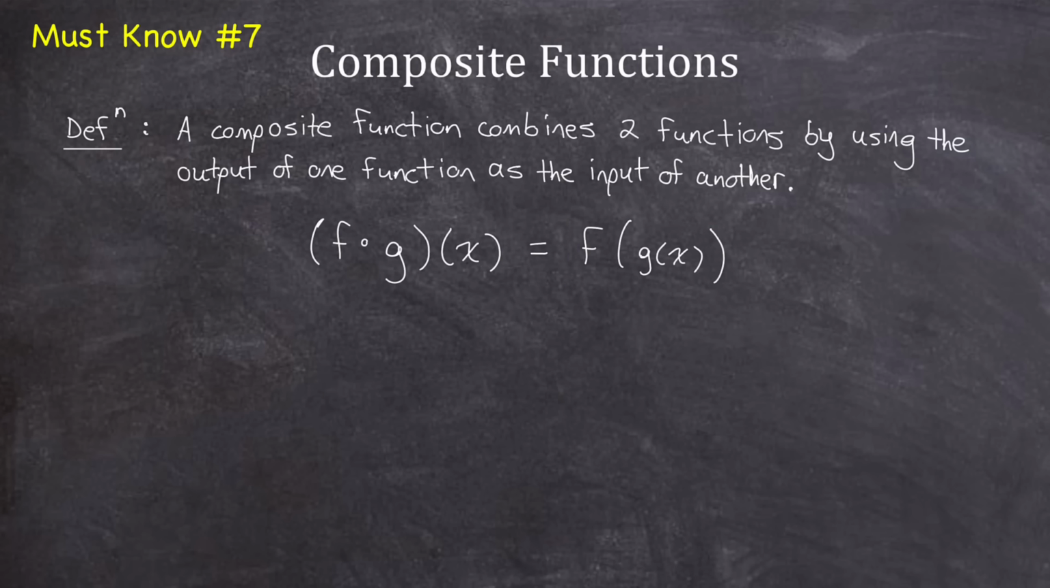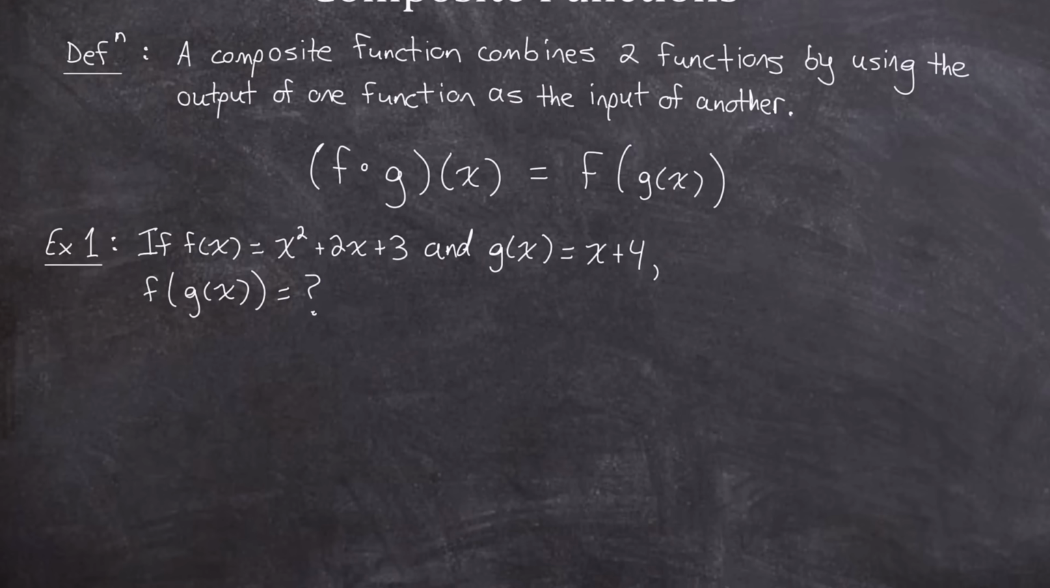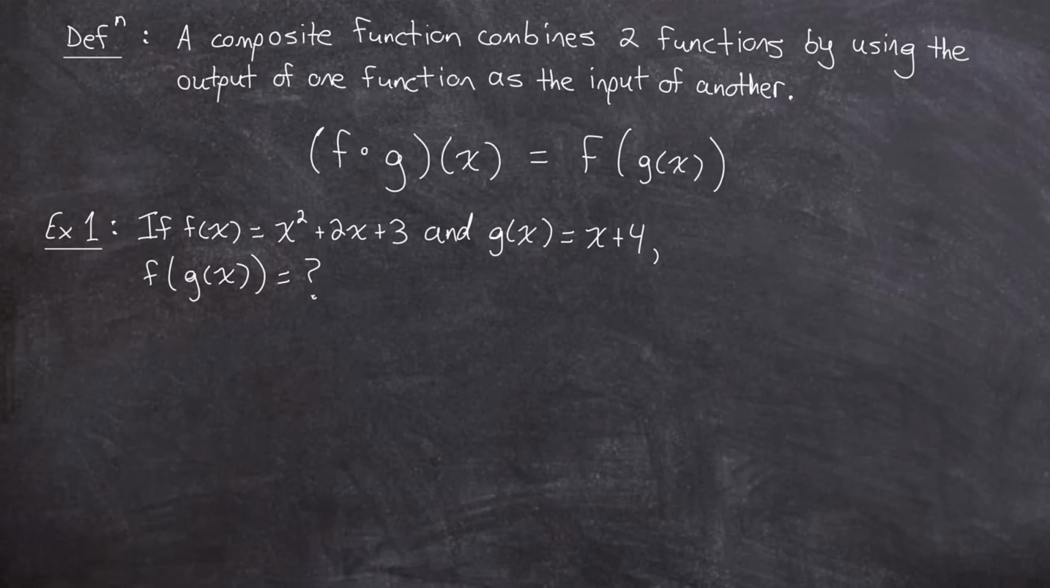We read it as f of g of x, where the output of g of x is used as the input of f of x. And let me show you with two examples how composite functions work. Looking at this first example, it says if f of x is x squared plus 2x plus 3, and g of x equals x plus 4, what's an expression for f of g of x?